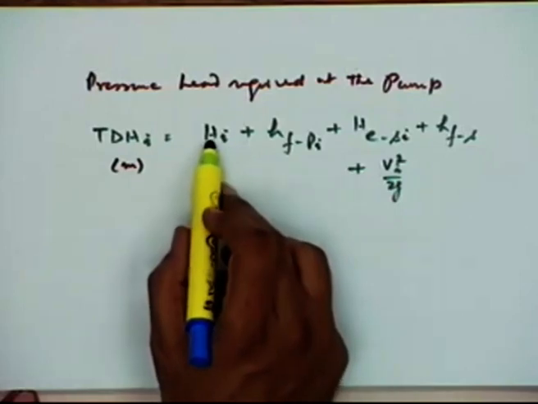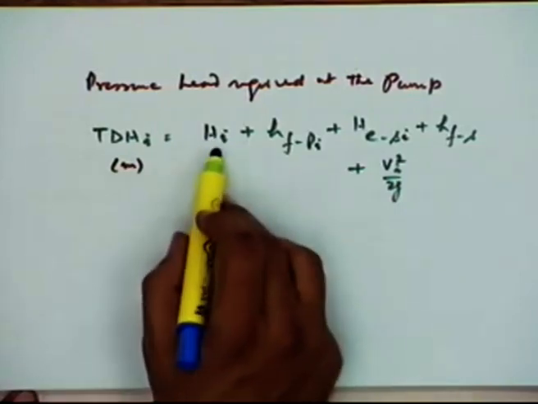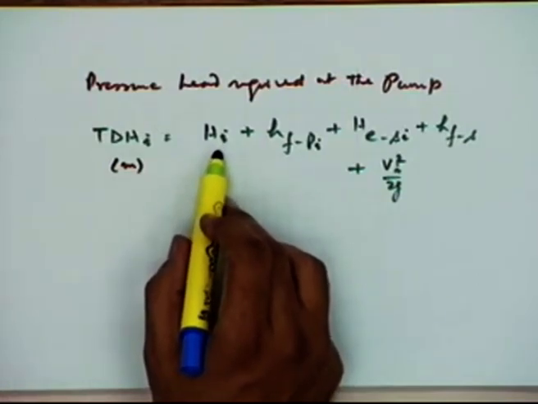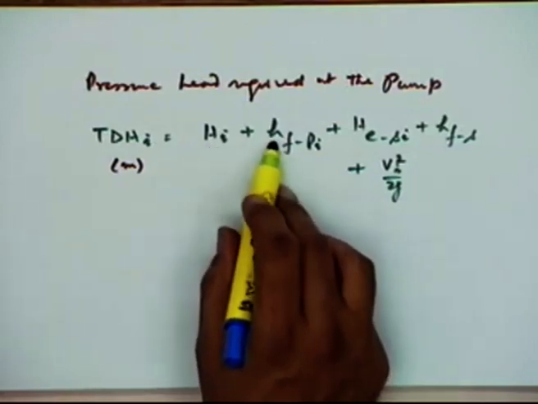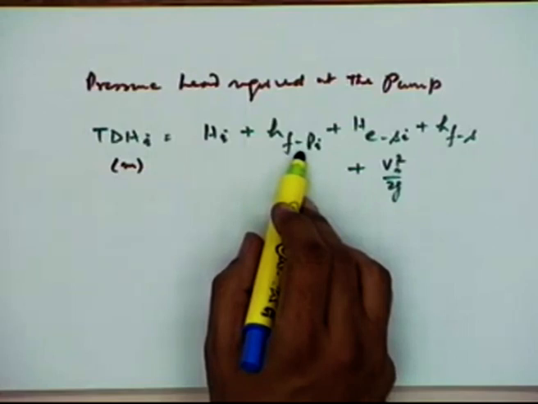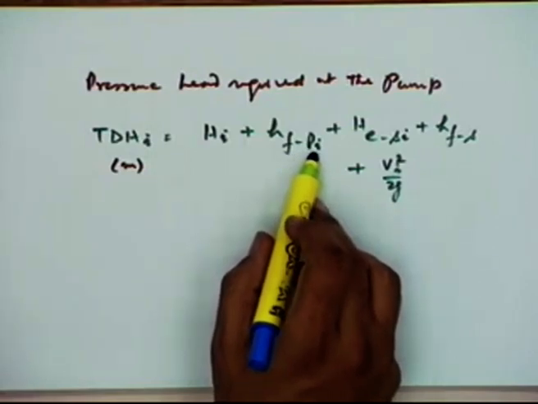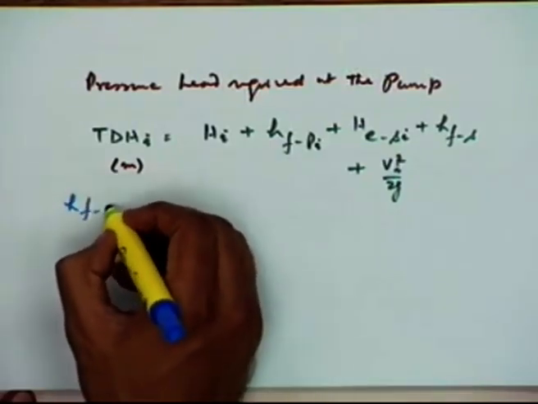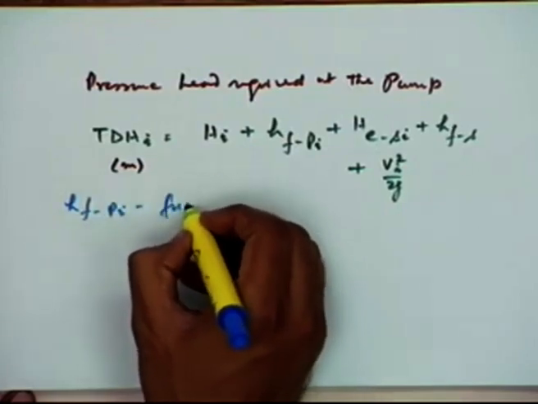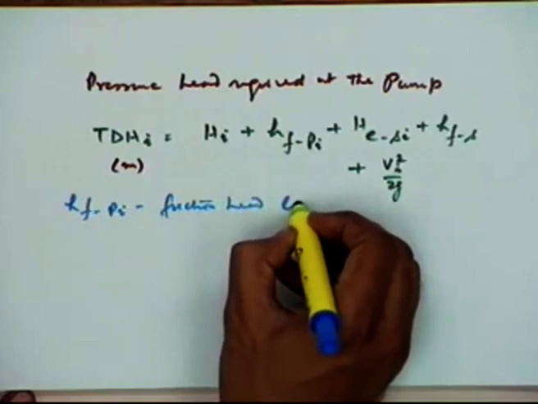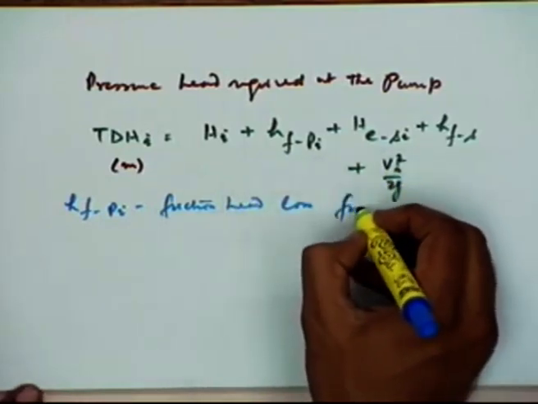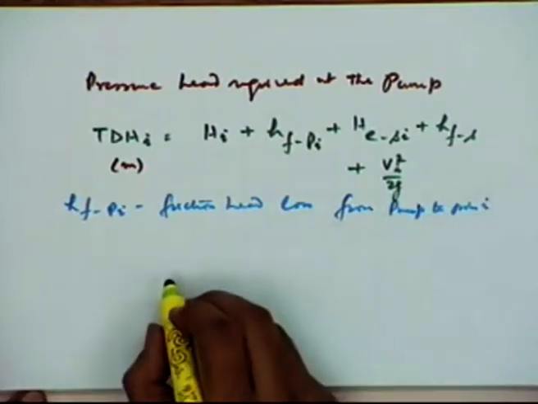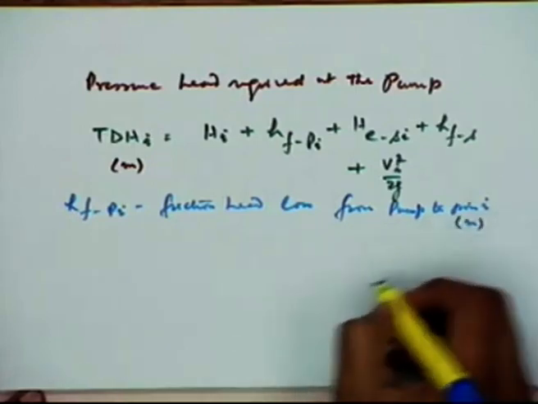and the HI we already know, as we have already mentioned. The HI is the pressure at that particular location, plus HF dash PI is the friction head loss from pump to point I, expressed in meters again.